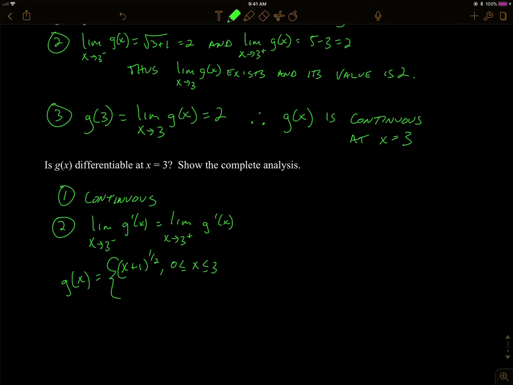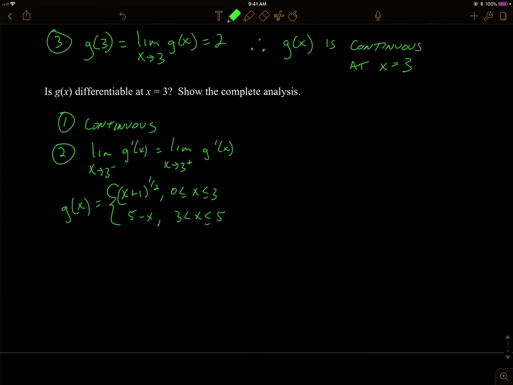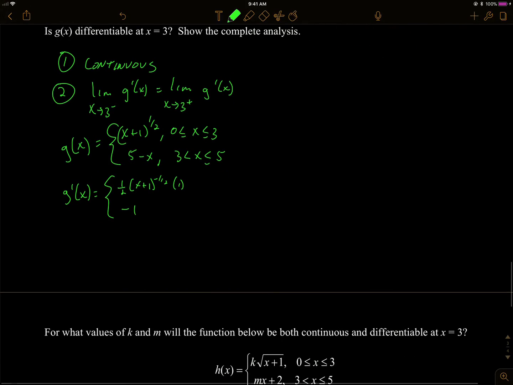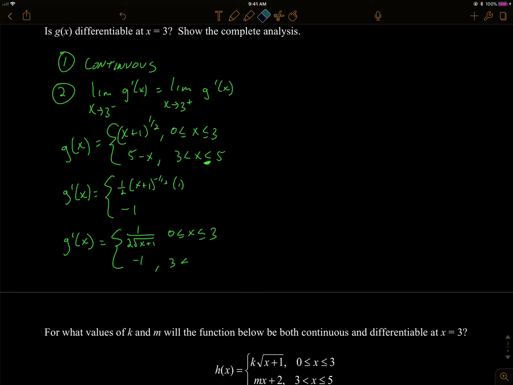So we've got (x plus 1) to the 1/2 from 0 to 3, and then 5 minus x from 3 to 5, was it? So now we're going to take the derivative of that function, and you can just take the derivative of each piece. So this is going to be a chain rule. The 1/2 comes down, recopy the inside, reduce the power by 1 times the derivative of the inner, and then it's on the same interval from 0 to 3. The derivative of 5 minus x is -1. So if I rewrite, I've got 1 over 2 times the square root of x plus 1 from 0 to 3, including 3, and then -1 from 3 to 5. Oops, I got to write the x in there.